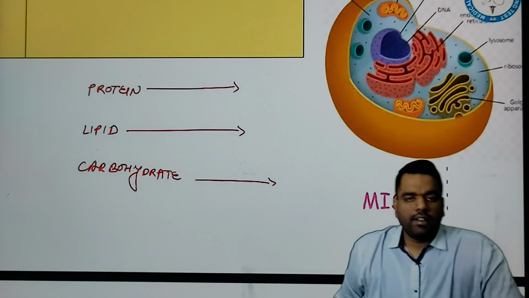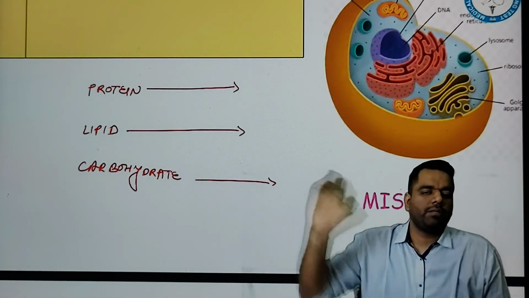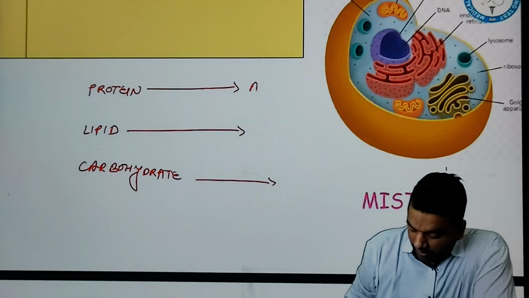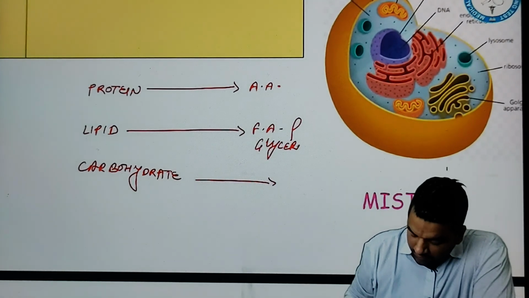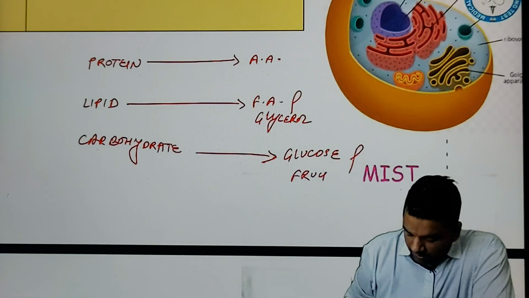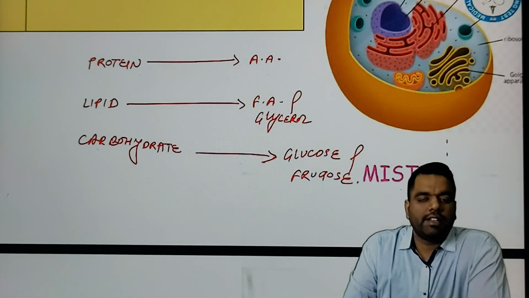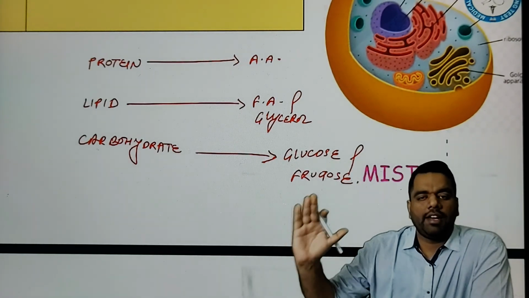Now please pay attention. Whenever protein is going to be digested, it is breaking. What is the end product which will be extracted from this protein? The end product of protein is your amino acid. From the lipid, it will be the fatty acid and glycerol. And from the carbohydrate, it is your glucose and fructose. Yes, very good guys. So this is the amino acid, then the fatty acid and glycerol, then the glucose and fructose. These are the last substances which are going to be extracted from the protein, lipid and carbohydrate.